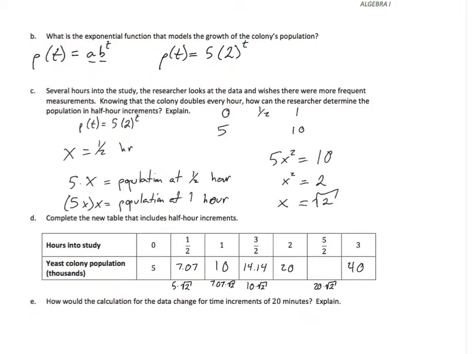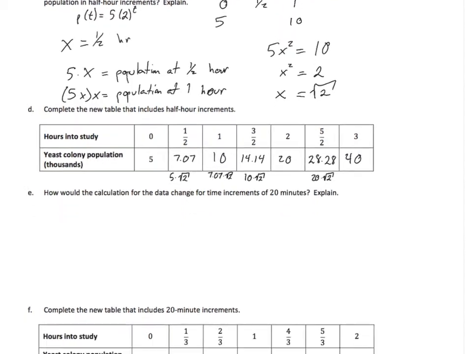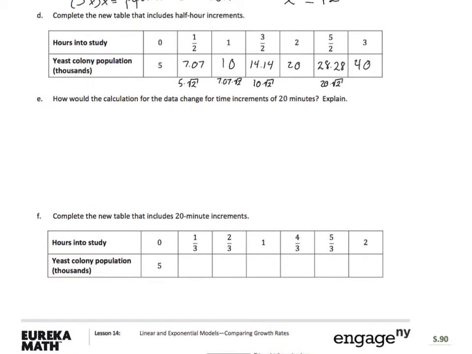And for this last part, we'll just do 20 times root 2, typing it on my calculator, and that will be 28.28. I'm just rounding these off to 2 decimal places. And when we take that 28.28 and we multiply it by root 2, we're also going to get 40. Let's continue on down. How would the calculation for the data change for time increments in terms of 20 minutes?